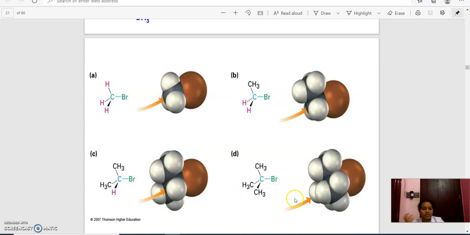But in the case of tertiary butyl, three bulky groups are attached to the carbon. Already three bulky groups are there, so the nucleophile cannot enter easily. So in the SN2 reaction, tertiary butyl is not favored. The SN2 reaction will occur most probably with the methyl group and the ethyl group, but tertiary butyl will not favor the SN2 reaction, so it will be less reactive.